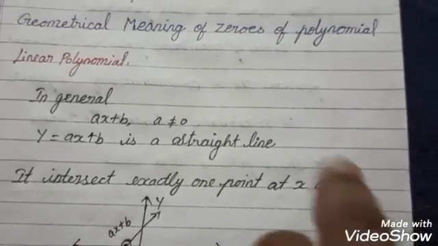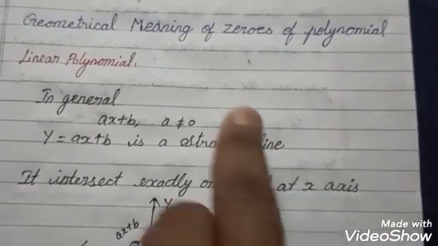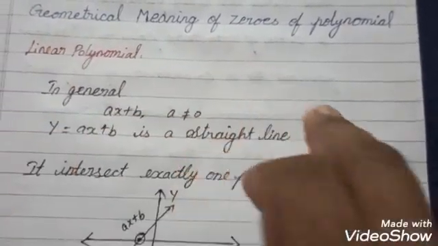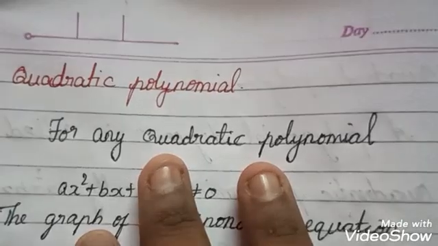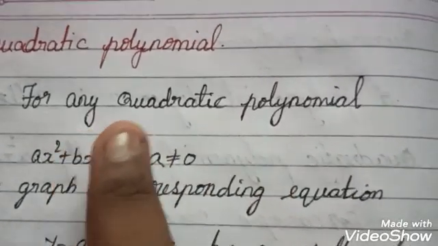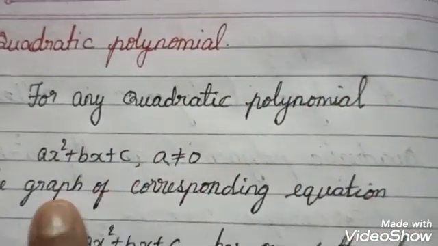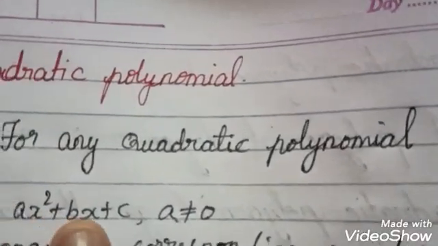Next we move on to the geometrical meaning of zeros of a polynomial in the quadratic case. Already I told you that a quadratic polynomial has degree 2. For any quadratic polynomial, you know the general form is ax square plus bx plus c.